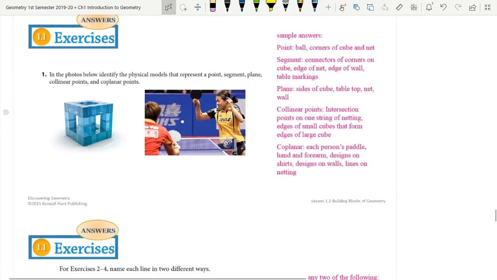Okay, so in the photos below, identify the physical model to represent a point, segment, plane, collinear points, collinear planes. So a point could be a ball, the corners of the cube or the net. The segment could be the connectors of the corners on the cube, the edge of the net. A plane could be the side of the cube, the tabletop, the net. Collinear points could be the intersection points on one string of the netting.